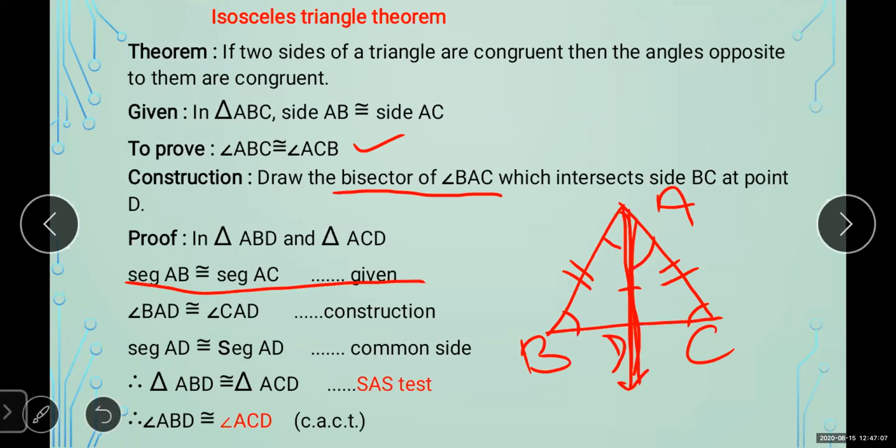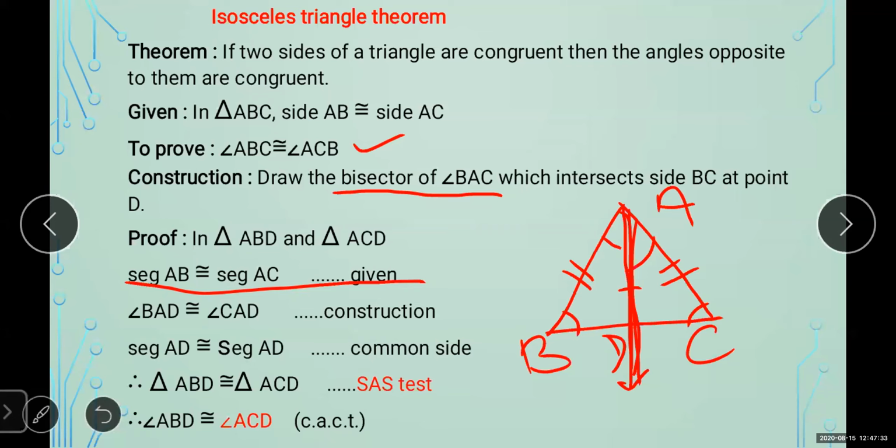Reason? CACT means corresponding angles of congruent triangles. They are corresponding angles of congruent triangles. Is it clear now? This is the isosceles triangle theorem.